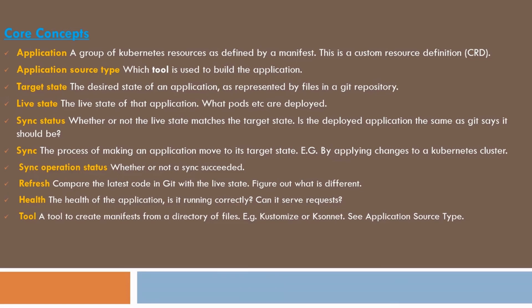Tool: a tool to create a manifest from a directory of files, like Kustomize, Jsonnet. See application source types, configuration management tools.